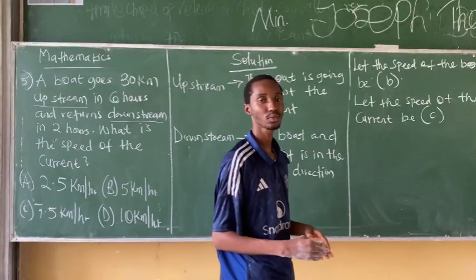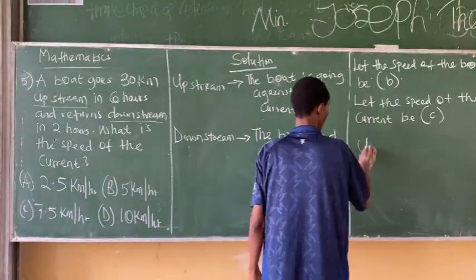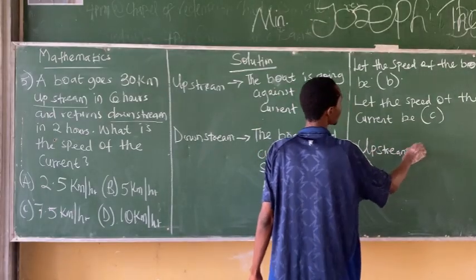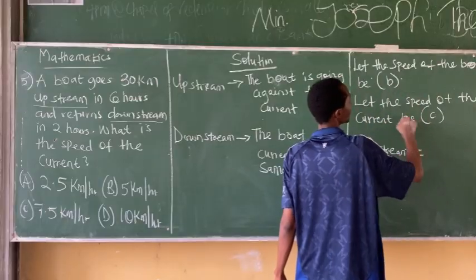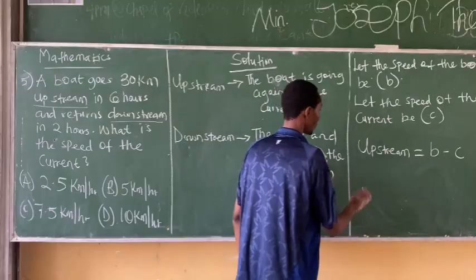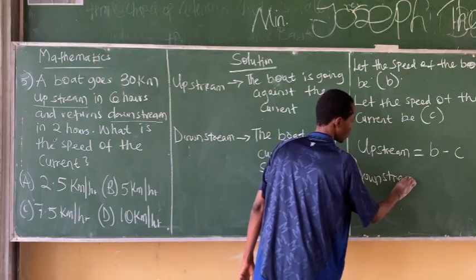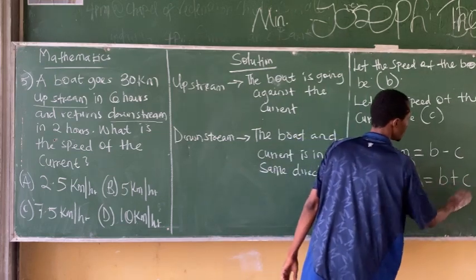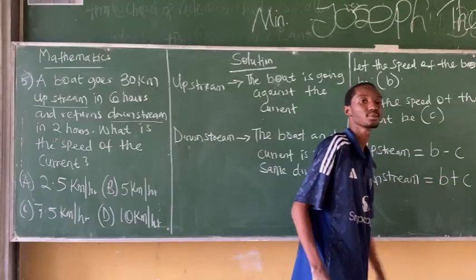We have that for upstream, the speed is equal to B minus C, the speed of the boat minus the speed of the current. For downstream, we have it to be B plus C. That is the speed of the boat plus the speed of the current. Yes.